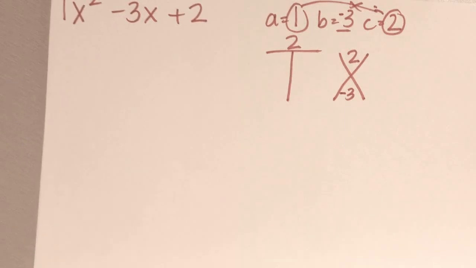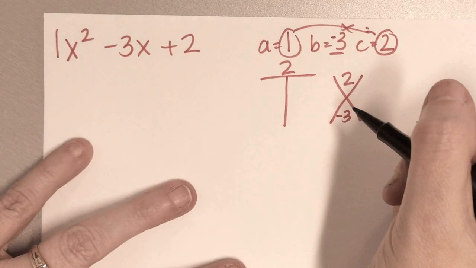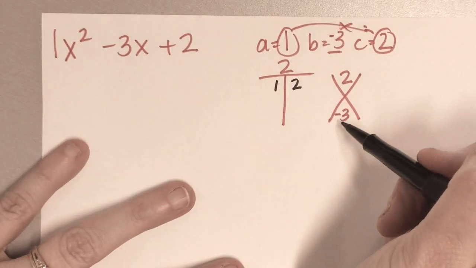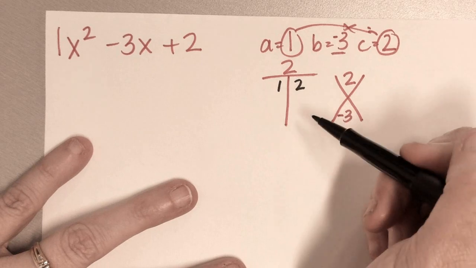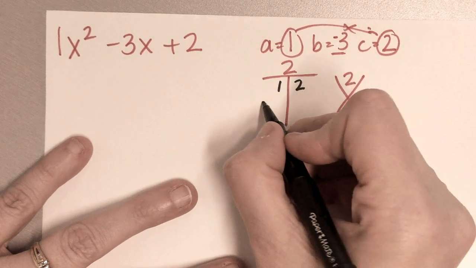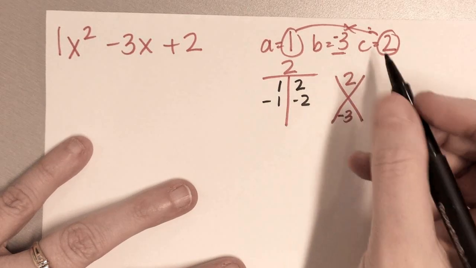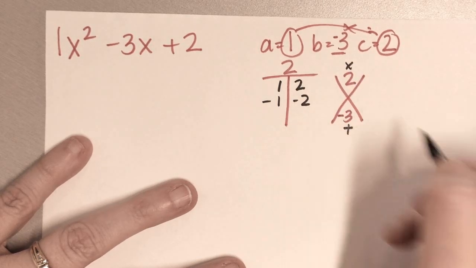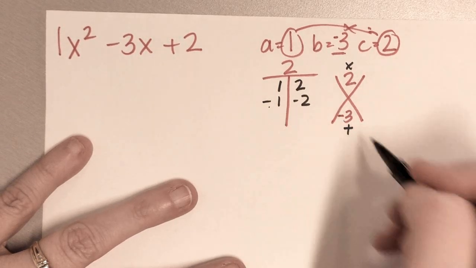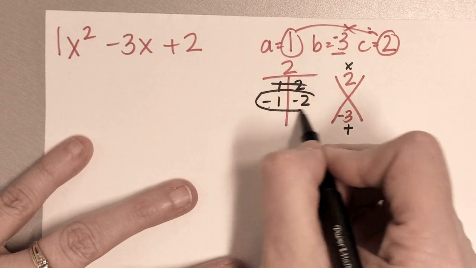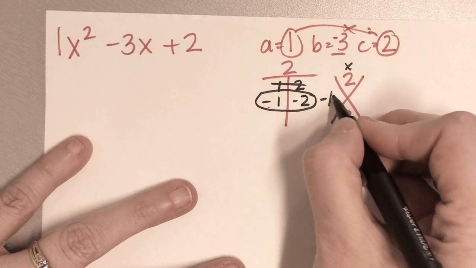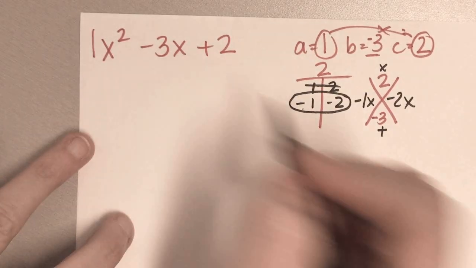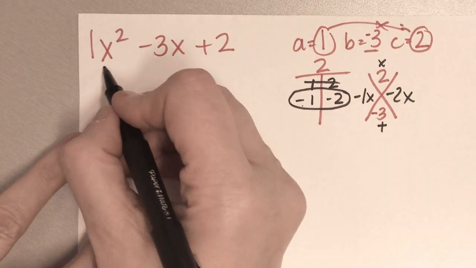All right, phase 2, I'm going to find my factors of 2. Well, it's 1 and 2, right? But that's not going to get me negative 3. Don't forget, you also have negative factors. So I could say negative 1 times negative 2. Negative 1 times negative 2 multiplies to positive 2 because I need to multiply to 2 and add up to negative 3. But negative 1 plus negative 2 gives me negative 3. So this is what I want. Negative 1x, negative 2x.